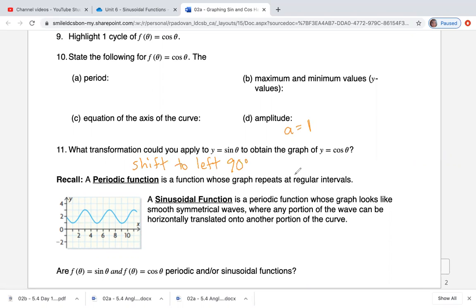So a periodic function is a function whose graph repeats at regular intervals. So if you see the graph repeating regularly, then that would mean that it's periodic. What does sinusoidal mean? So a sinusoidal graph means that it's periodic, but it also looks like smooth, symmetrical waves. So symmetrical is important, right? Where any portion of the wave can be horizontally translated onto another portion of the curve. So what does that mean?